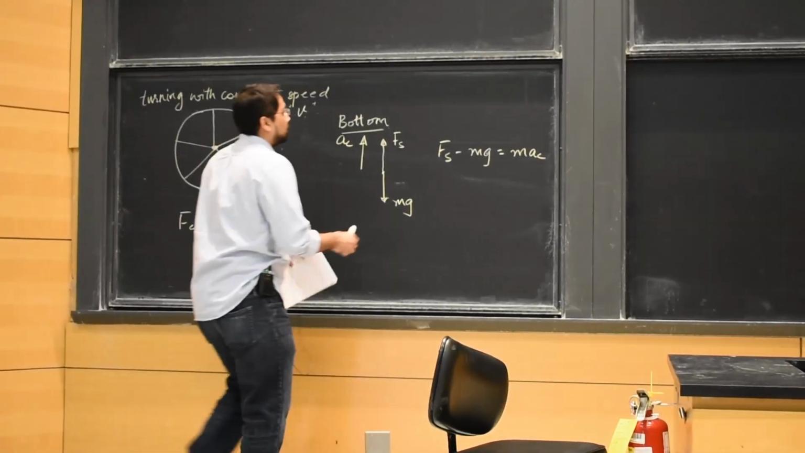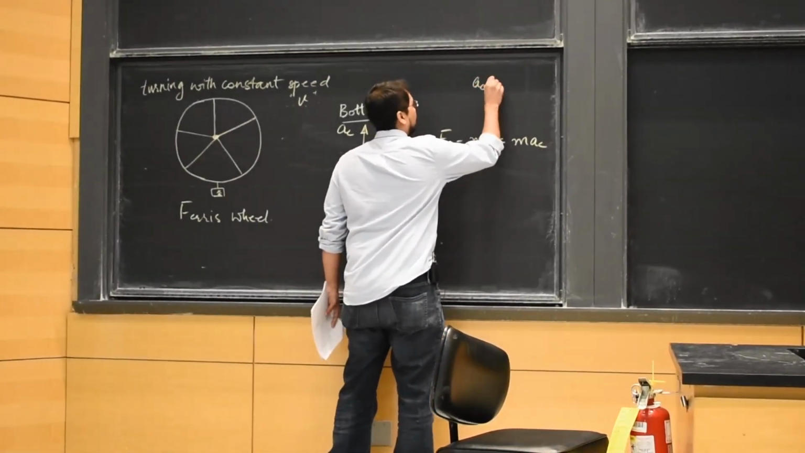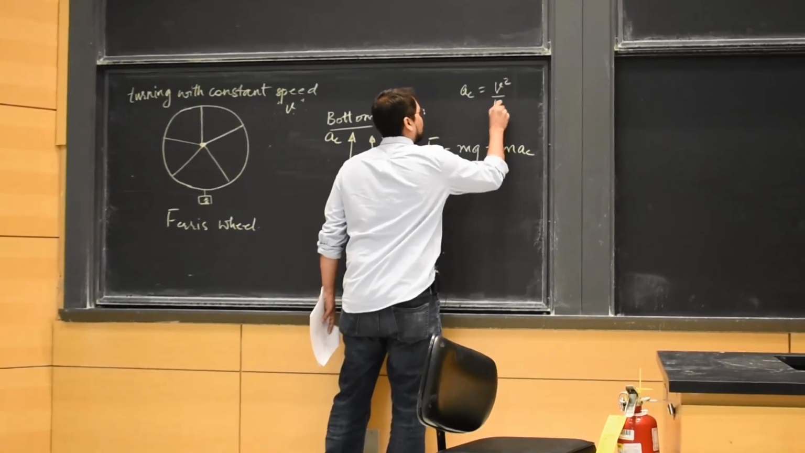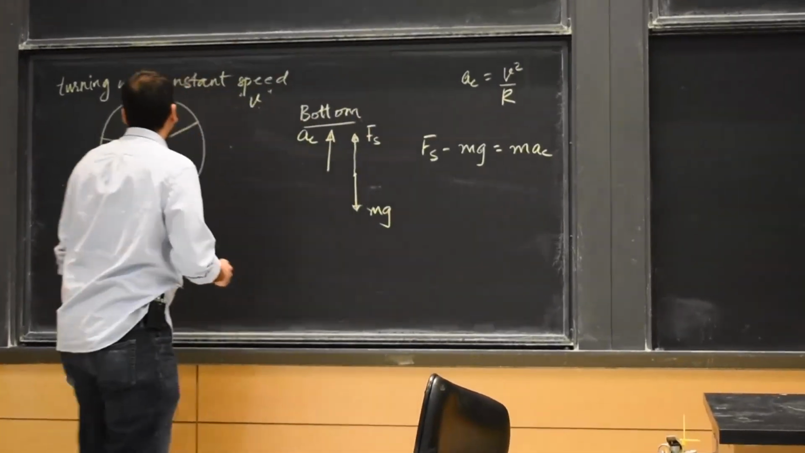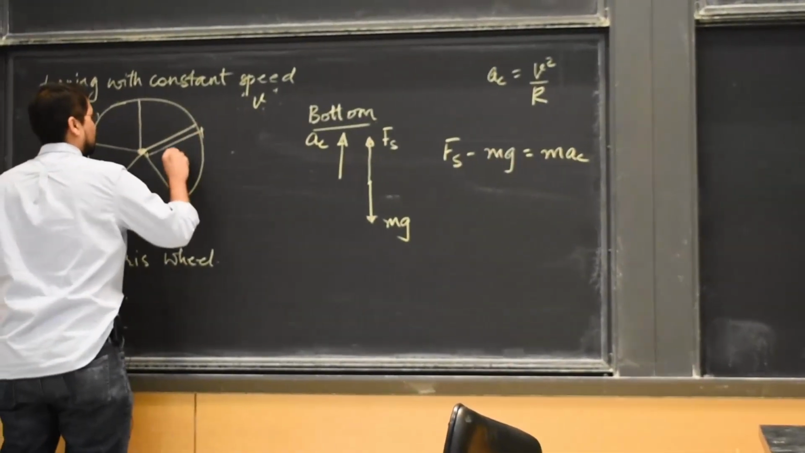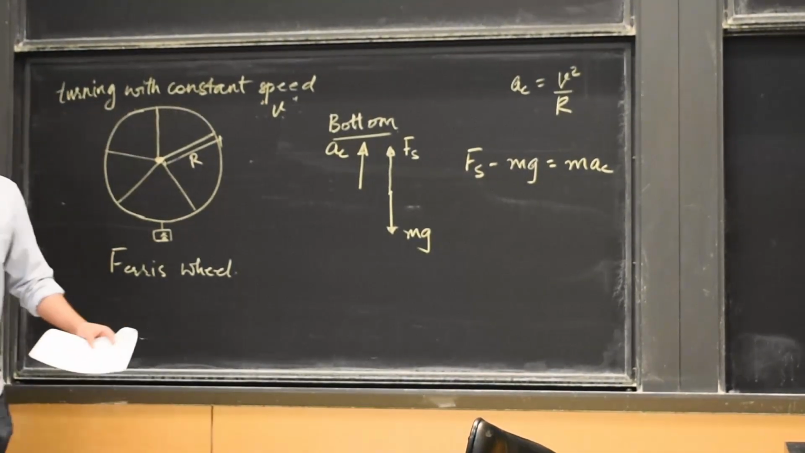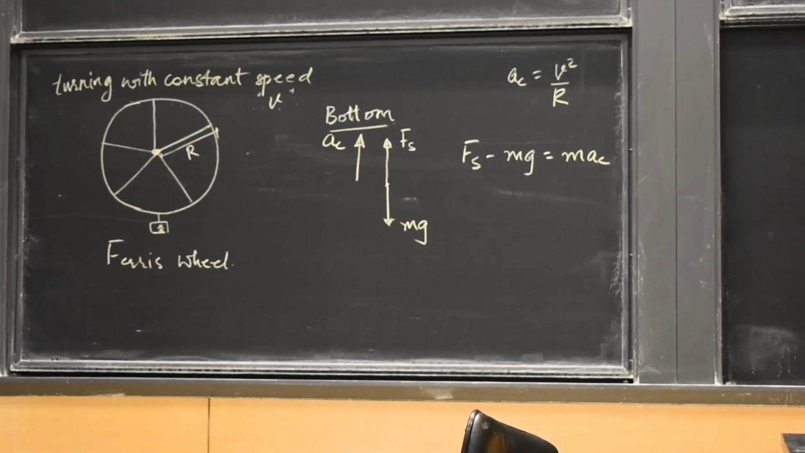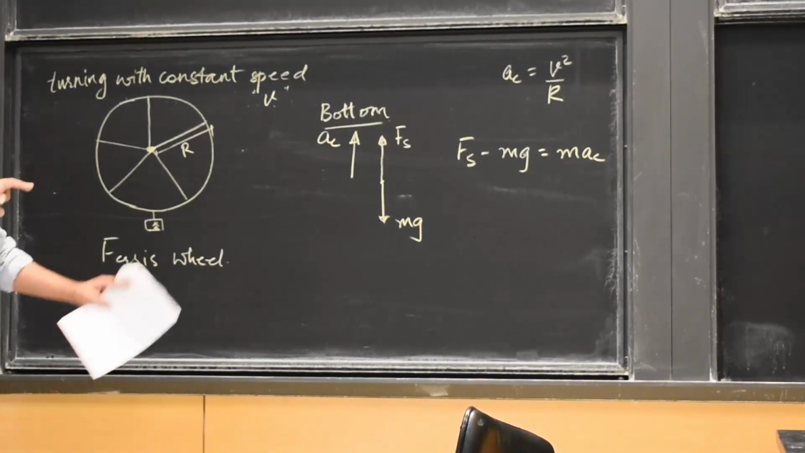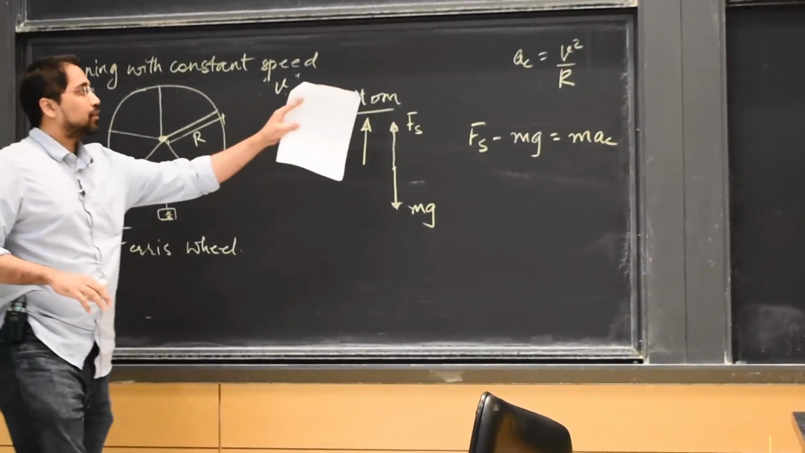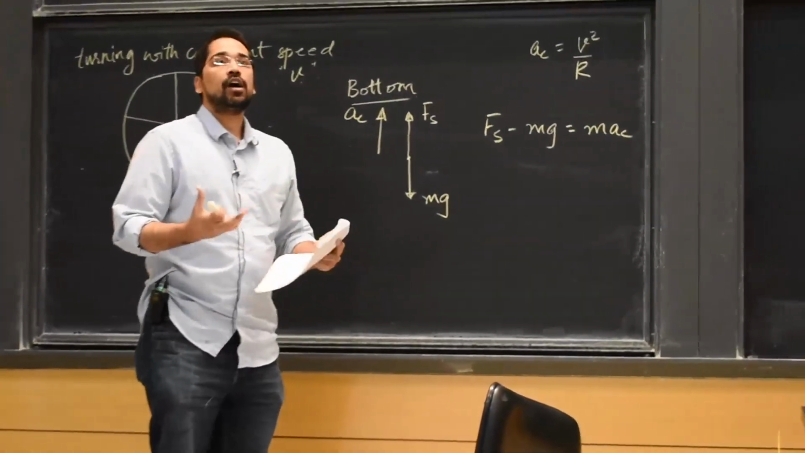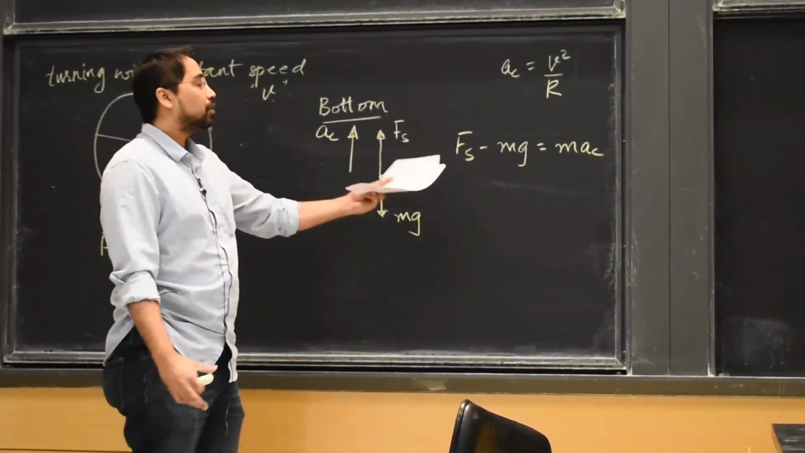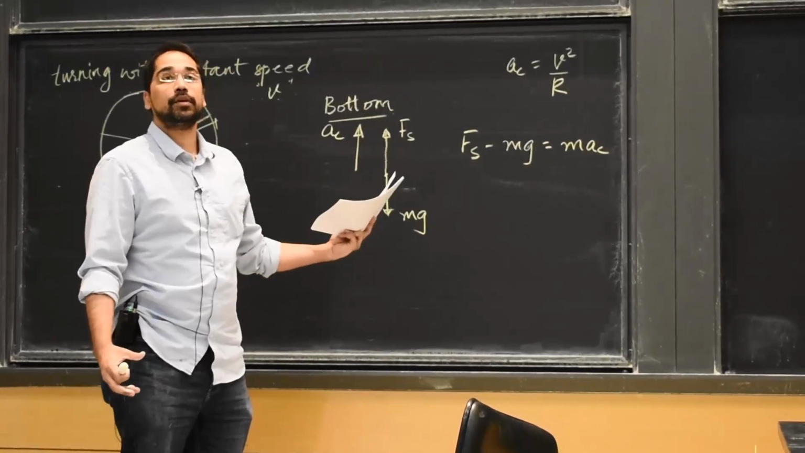Now a_c has the value v squared over r, where r is the radius of this Ferris wheel, or approximately how far away I am from the center of the Ferris wheel. But we are not concerned with the specifics of that. We really want to see how the notion of weight depends on where I am in the Ferris wheel.